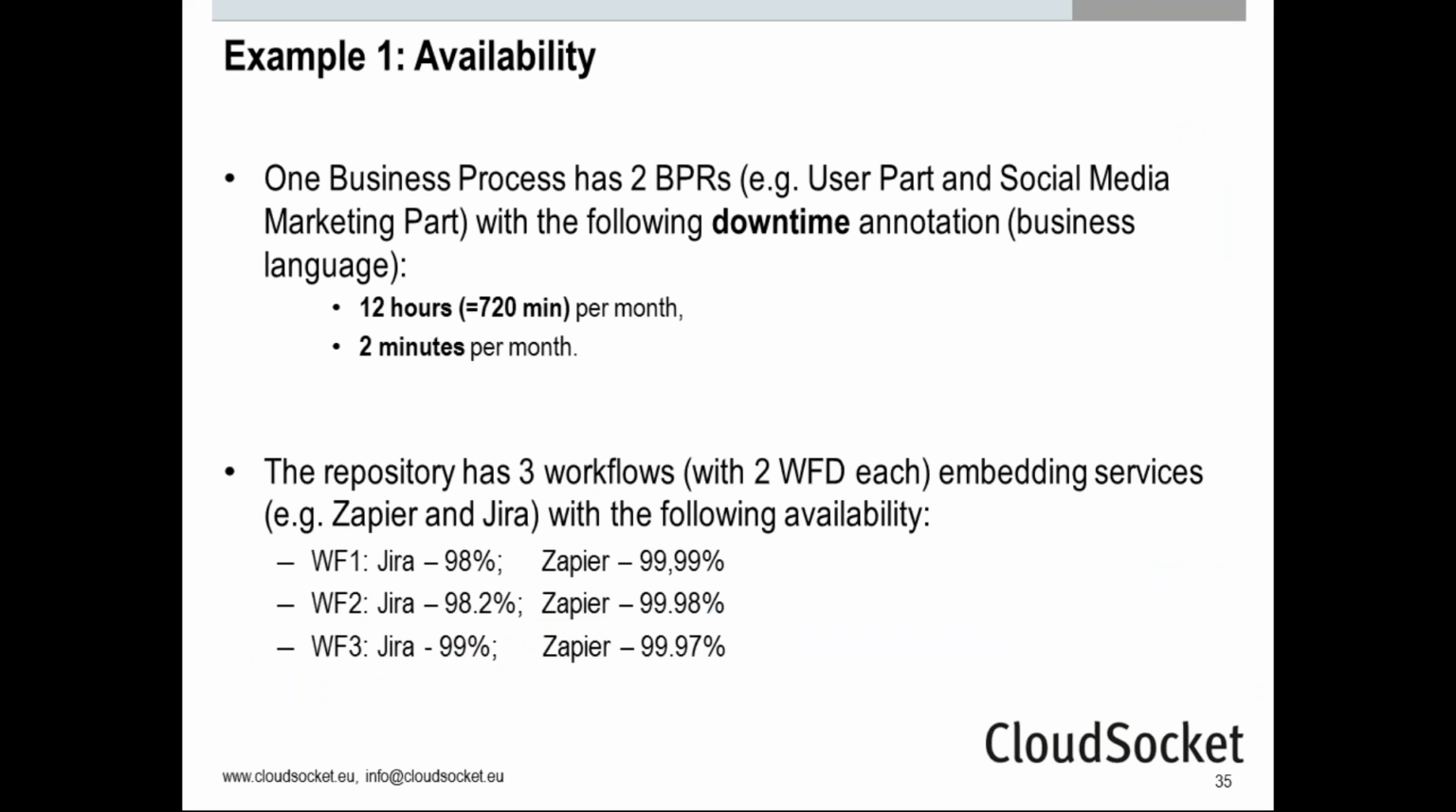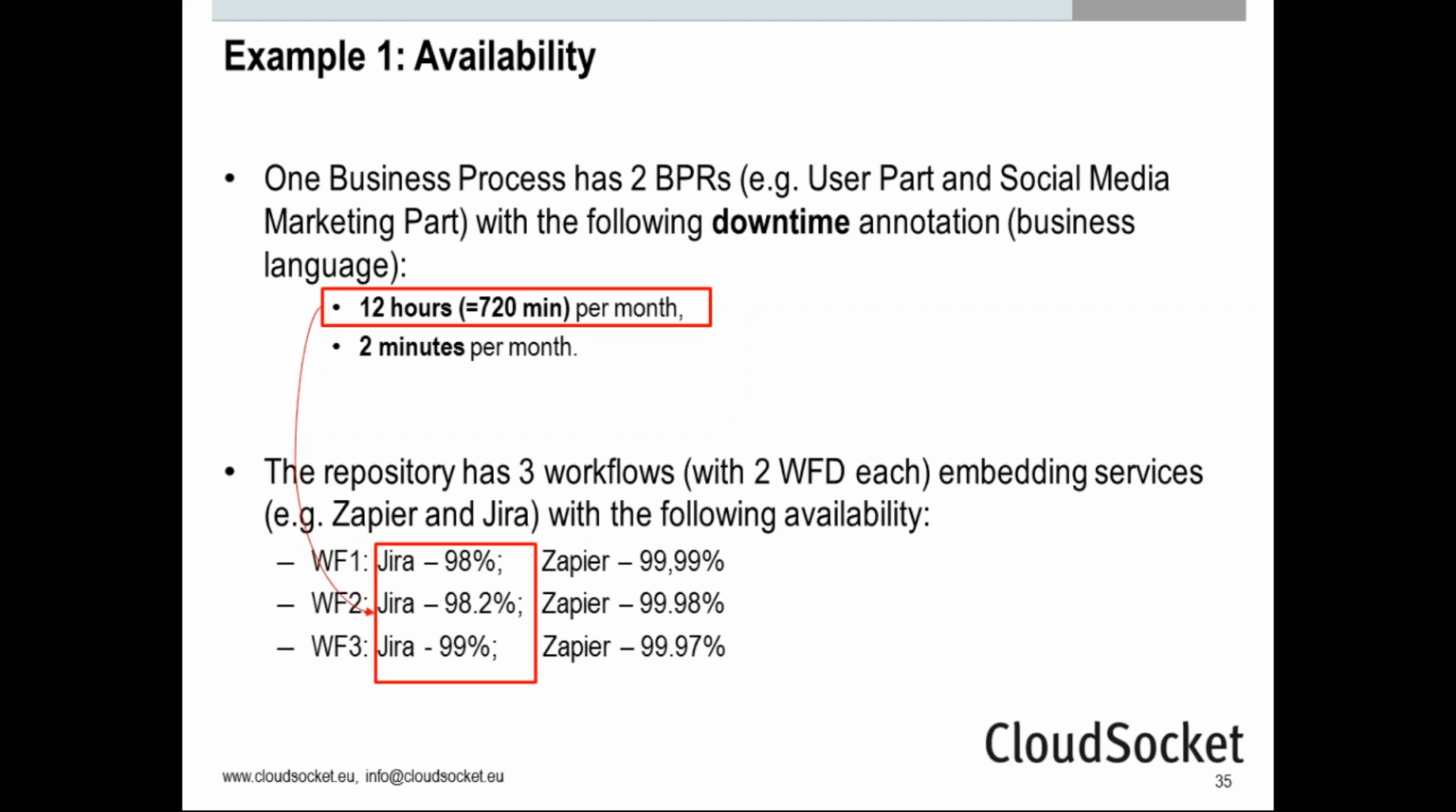So here's an example for the availability. Assume we have two processes with two process requirements, which specify the maximum downtime. One has a downtime of maximum 12 hours per month, and the other one has a downtime of maximum 2 minutes per month. On the other hand, we have a repository with 3 workflows and workflow descriptions. Workflow 1 uses Jira and Zapier, the same also for workflow 2 and 3, and we have different availabilities now given in percentage.